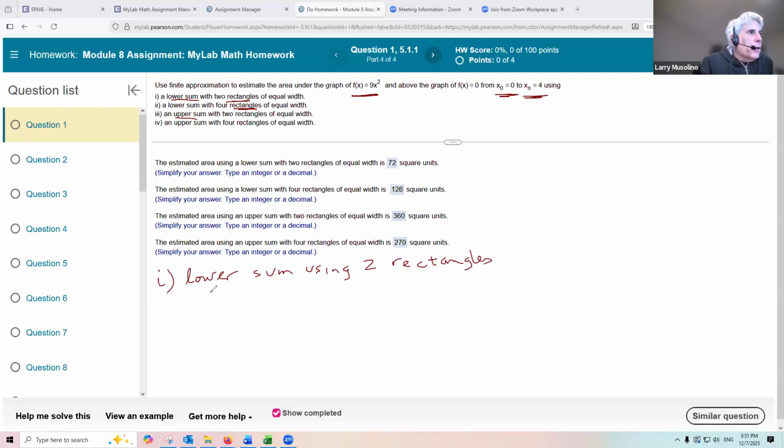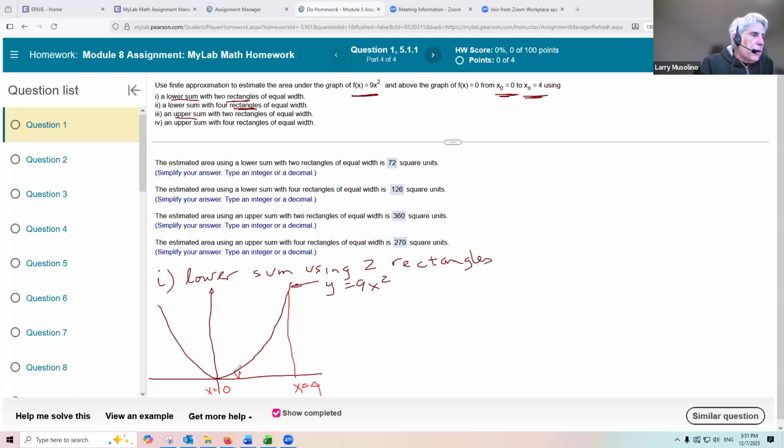Well, the graph of 9x squared, I know that's a parabola that opens up. And so I'm just going to sketch it something like this. So here is the graph of y equals 9x squared. We want to draw the vertical bounds from x equals 0. Here's x equals 0 to x equals 4. So we want to approximate this area under the curve.